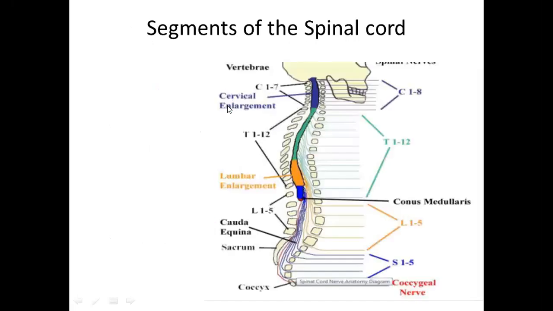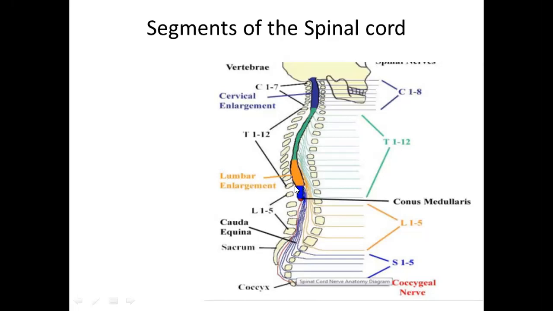The second part of the first objective, the external features of the spinal cord: we discussed the length and extent of the spinal cord. Now we will discuss the segments of the spinal cord. If we look at the spinal cord, we find it as a cord, but this cord is divided into parts. It has a total of 31 segments.